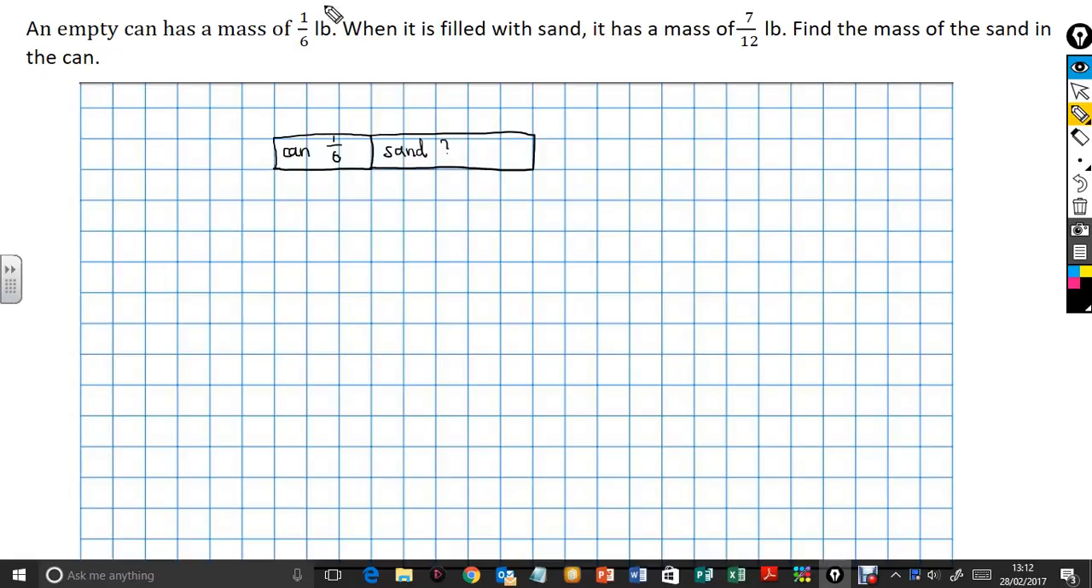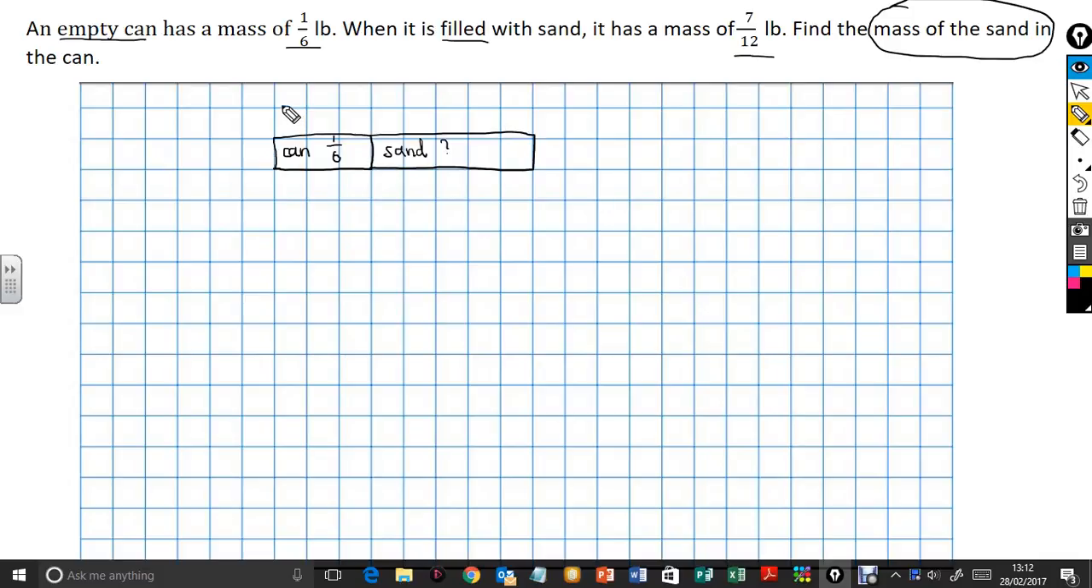Let's have a look. What do we know? We know this bit of information, and actually that's what we should have started with at the beginning. The empty can is 1/6 of a pound, and when it is filled with sand, it is 7/12 of a pound. And this is the question: find the mass or the weight of the sand. When the can is filled with sand, it weighs this. That means that these two together weigh 7/12 of a pound.